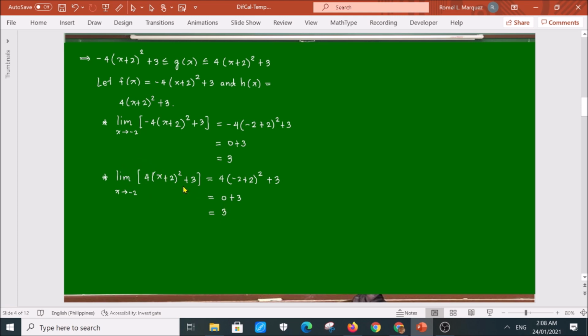Since the limits of f of x and h of x as x approaches negative 2 both exist and are equal to 3, then by squeeze theorem, we can conclude that the limit of g of x as x approaches negative 2 is equal to 3. So let's proceed to example 4.